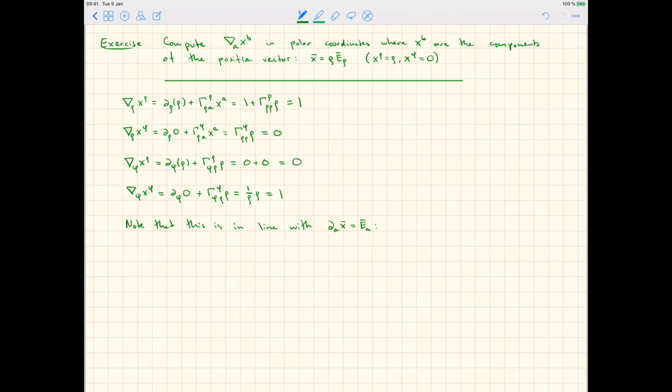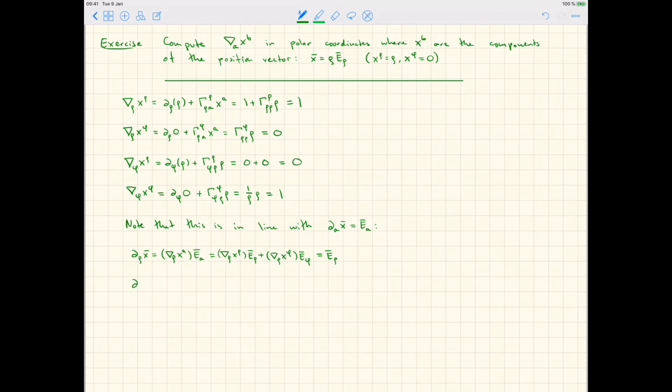In particular, the derivative in the ρ direction of the position vector should be equal to ∇_ρ x^a multiplied by e_a. If we write out the sum over a, this is ∇_ρ x^ρ times e_ρ plus ∇_ρ x^φ multiplied by e_φ. Inserting the results from above, we find that this is equal to e_ρ, which is also what it should be because this is the definition of e_ρ.